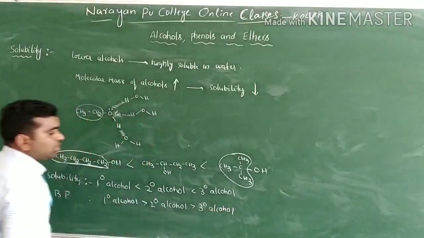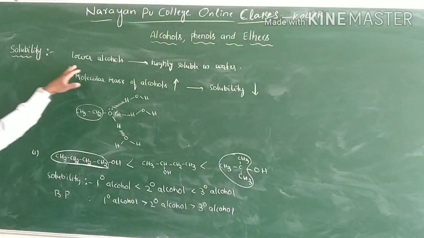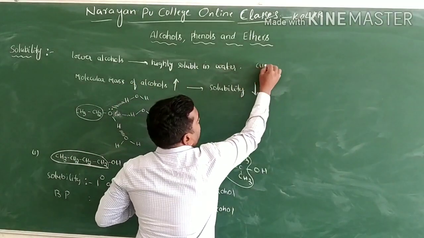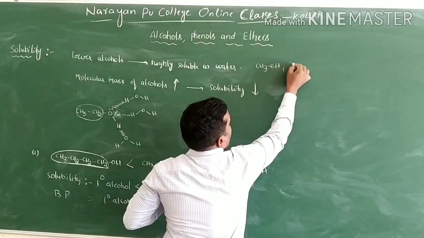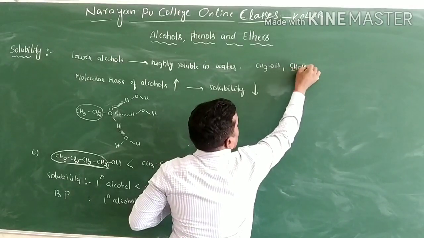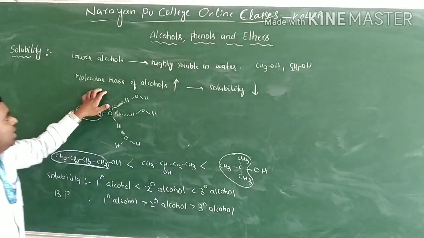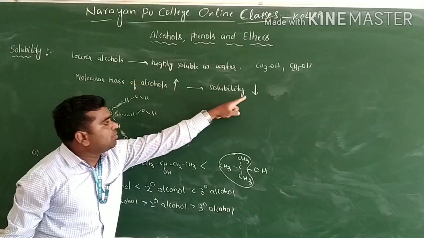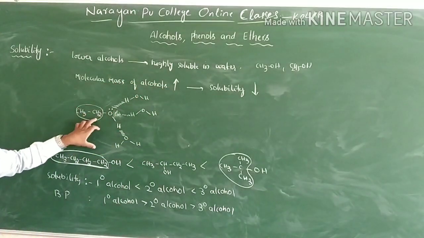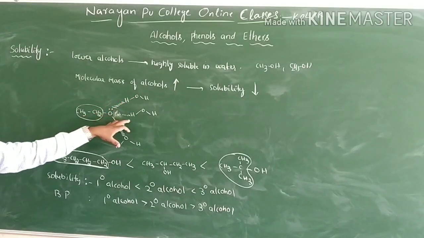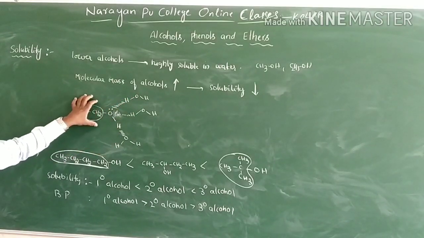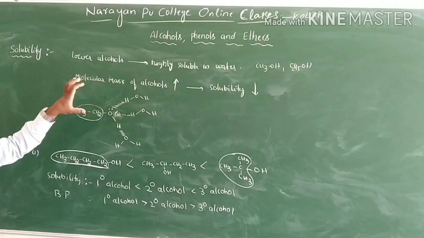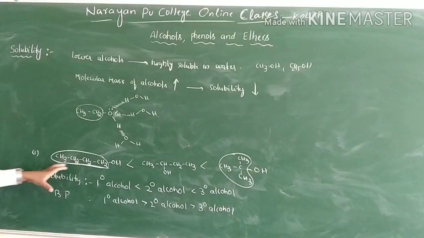This is the solubility of which one? As the lower alcohol is easily soluble in water, the lower alcohols are mainly methanol and ethanol, C2H5OH. For the remaining alcohols, solubility slightly decreases as the molecular mass of the alcohol increases. Why are they soluble? Methanol and ethanol are highly soluble in water because the extent of hydrogen bonding with the water molecule is high when the alcohol is lower.